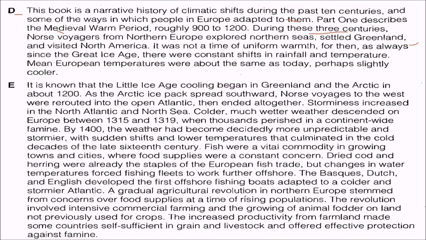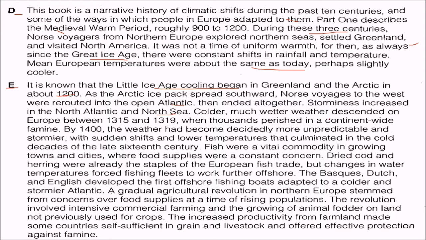It was not a time of uniform warmth, for then, as always since the Great Ice Age, there were constant shifts in rainfall and temperature. Mean European temperatures were about the same as today, perhaps slightly cooler. It is known that the Little Ice Age cooling began in Greenland and the Arctic in about 1200. As the Arctic ice pack spread southward, Norse voyages to the west were rerouted into the open Atlantic, then ended altogether. Storminess increased in the North Atlantic and North Sea.